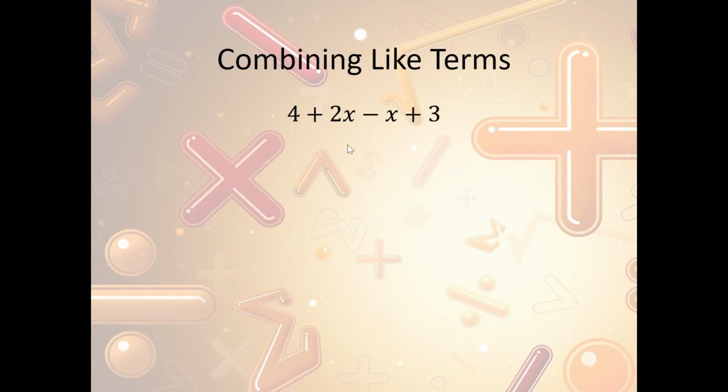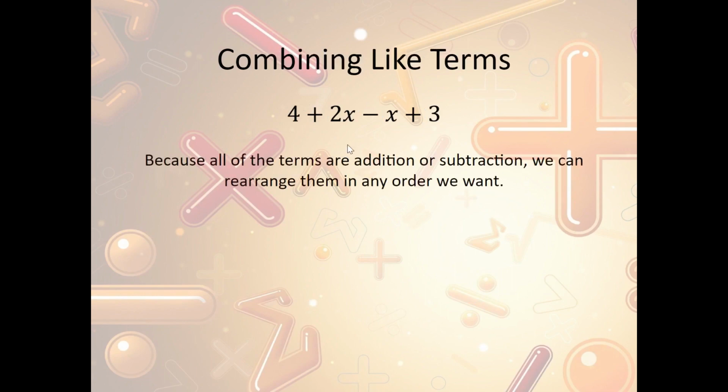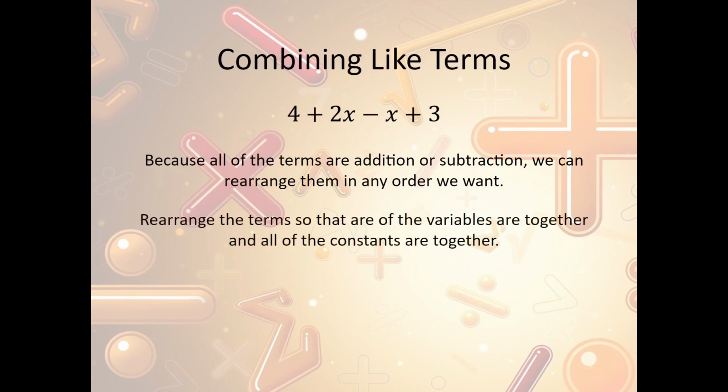Because we have addition or subtraction for all of them, we can arrange them in any order we want. So let's put the constants at the back and the variables at the front. We're going to take 2x and write that out front, and we'll write minus x out front, and then we'll move 4 to the back with the plus 3. Now it's a whole lot easier to see what the like terms are because they're all grouped together.